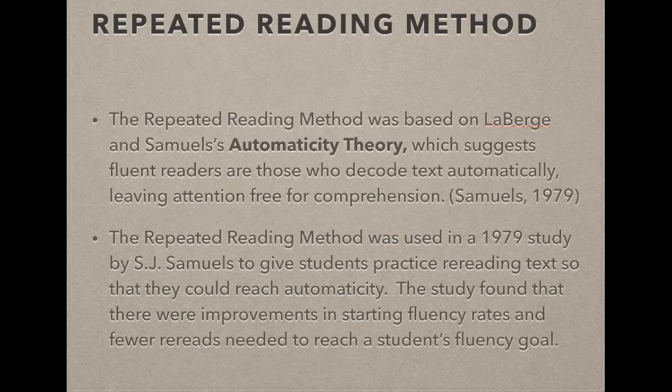The starting fluency rate means that the first time a student was reading a passage, they may read 20 words a minute. After practicing the repeated reading method, the next time they might read 30 words a minute on their first read and then 40 words a minute. So they're constantly improving. Fewer rereads needed means that they may only have to read a story 2 or 3 times before they're reaching their goal.